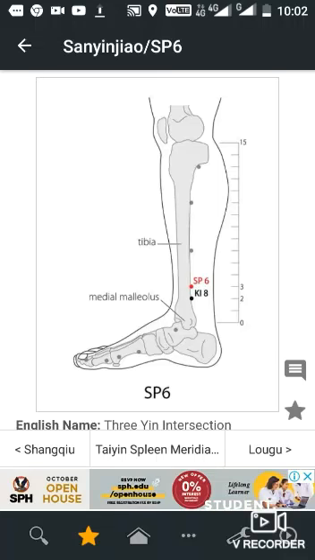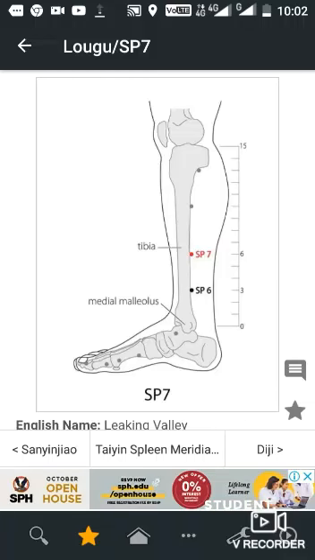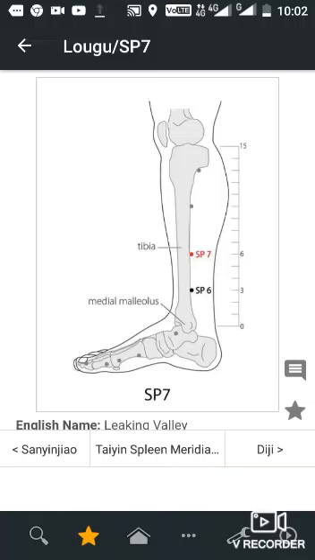3 cun directly above the tip of the medial malleolus on the posterior border of the tibia. Next, spleen 7. On the medial aspect of the lower leg, 3 cun above Sanyinjiao, spleen 6. In the depression posterior to the medial crest of the tibia, or 6 cun above the apex of the medial malleolus behind the tibia.